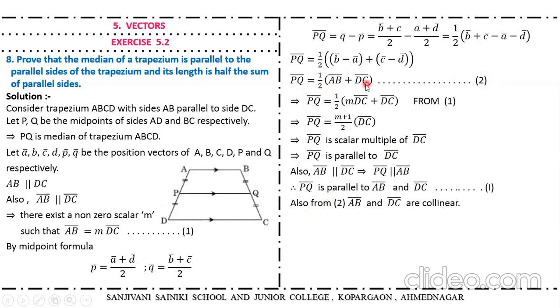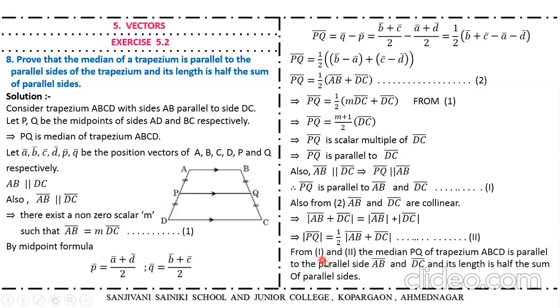Also from equation 2, AB bar and DC bar are collinear, which implies modulus of AB bar plus DC bar is the same as modulus of AB bar plus modulus of DC bar, as they are collinear. Which implies modulus of PQ bar is equal to 1 upon 2 times modulus of AB bar plus DC bar, as they lie along the same line. So their sum must be the same. So from equation 1 and 2, the median PQ of the trapezium ABCD is parallel to the parallel sides AB bar and DC bar, and its length is half the sum of the parallel sides.